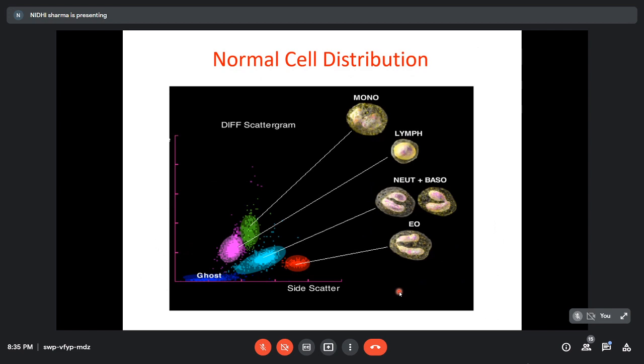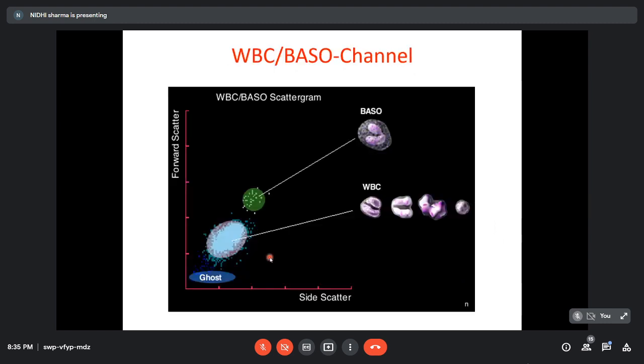And using all this technology, this is how the scattergram would look. So your eosinophil would be here, the highest side scatter. This would be your neutrophil, your basophil, and your lymphos would be here, and monocytes would be here. So now just remember this normal cell scattergram, and any change in the size of this cluster or the positioning of this cluster would help you pick up the abnormal when you are using these scattergrams.